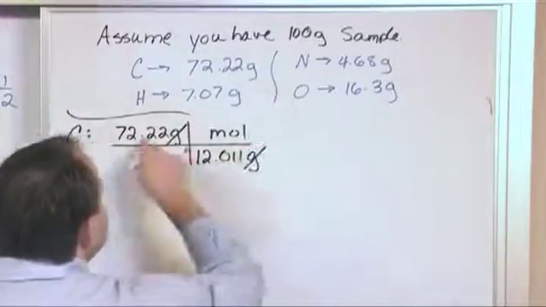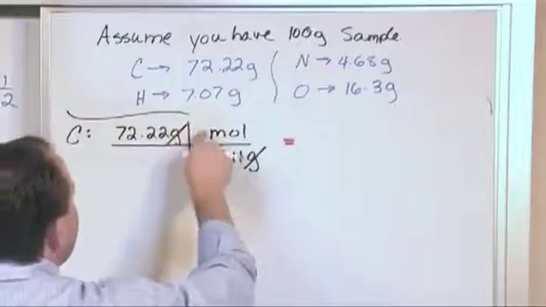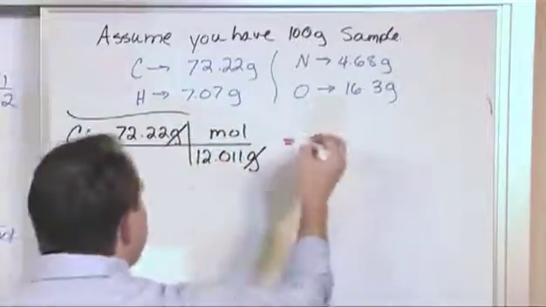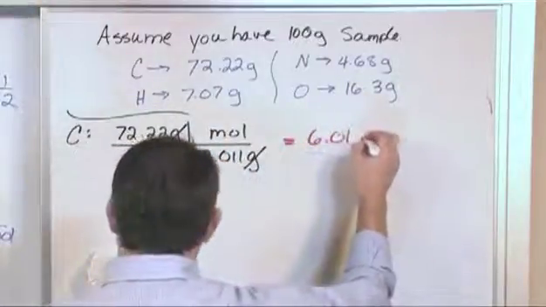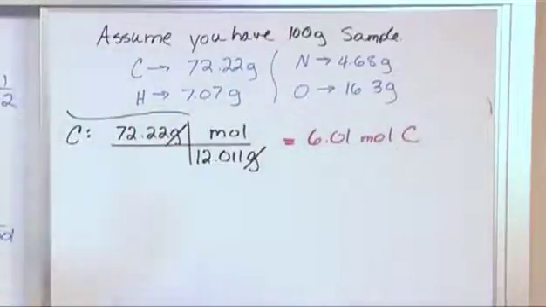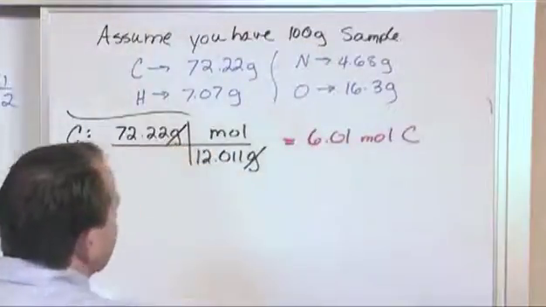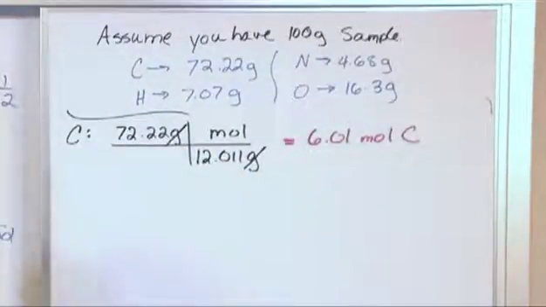So in this many grams of carbon, when I multiply by 1 and divide by this, I have 6.01 moles of carbon. So if I shovel 100 grams of the sample out, I've got 6.01 moles. We've talked about what a mole is before. Each and every mole is 6.02 times 10 to the 23rd, in this case, atoms of carbon. So this is how many moles we have.